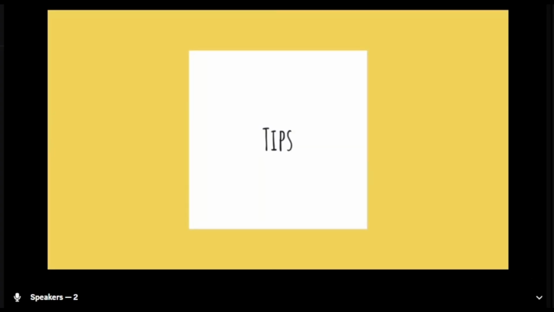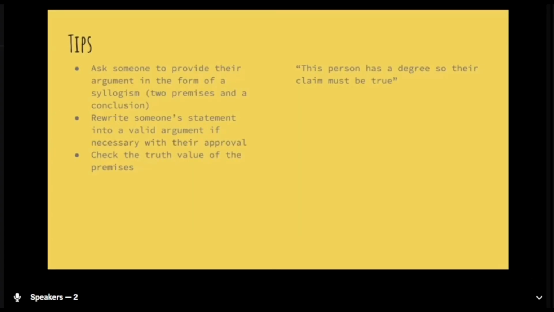Some tips as we move towards the end. If someone makes a random statement, such as this person has a degree, their claim must be true, I'd ask someone to provide their argument in the form of a syllogism. A syllogism is two premises and a conclusion. And then I would rewrite someone's statement into a valid argument if necessary. And then after rewriting the argument, I'll say, is this what you mean? Is this your argument? And then I'll check the truth value of the premises.